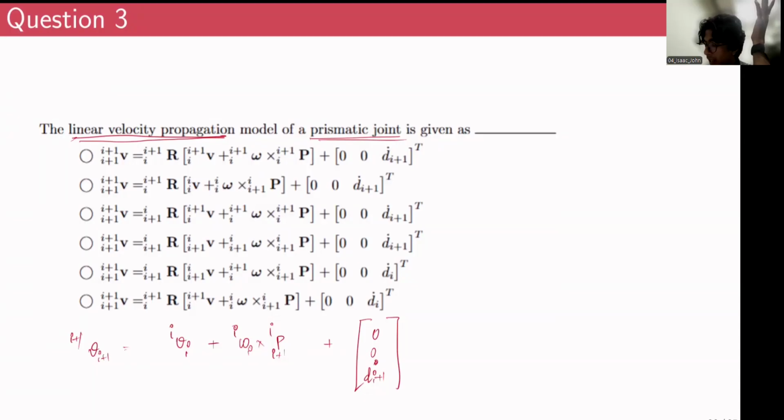And in that regard, if you multiply all these terms with the rotation matrix, i plus 1 with respect to i, all these terms will be represented with respect to the i plus 1 frame. This is already written in terms of the i plus 1 frame.